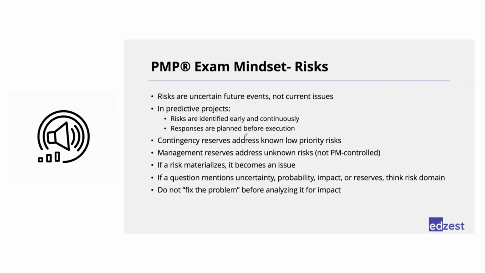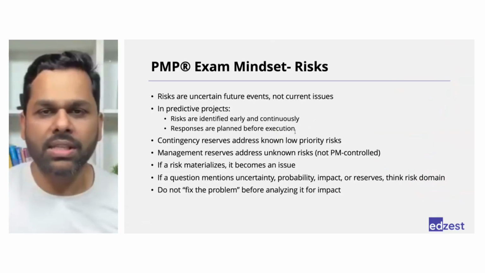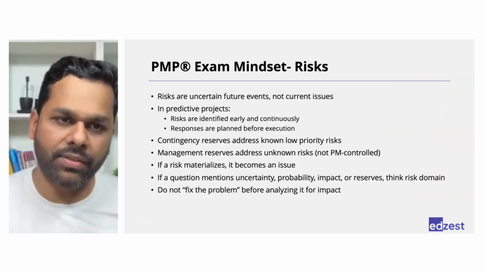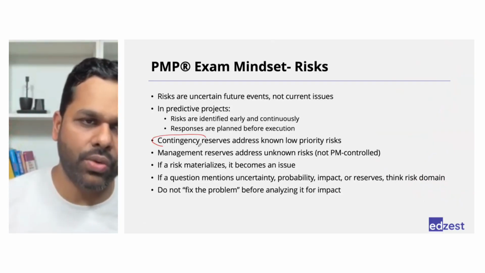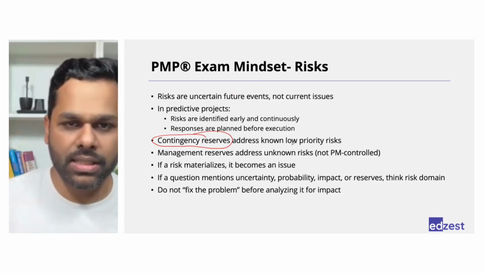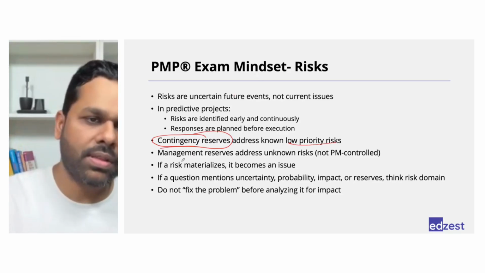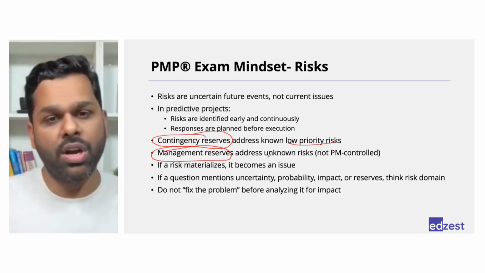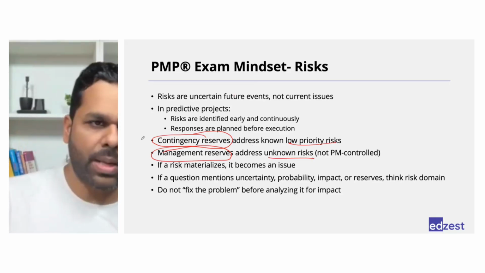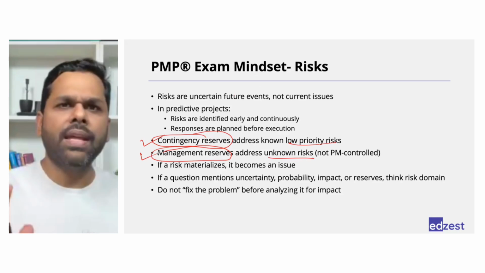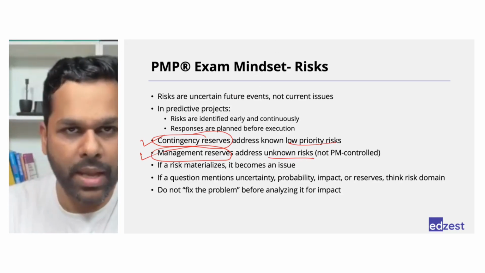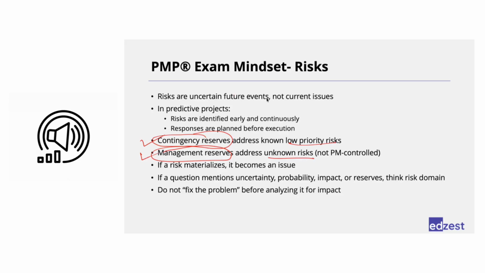How many types of reserves are there? Contingency and management. Contingency reserves are used for low priority risks. Management reserves are kept by management for those problems that the team members could not identify. These are the two types of reserves that we need to know for PMP. Does that answer the question?